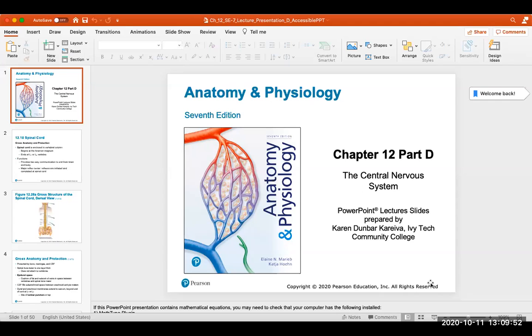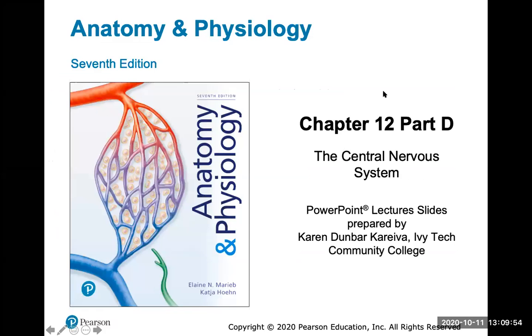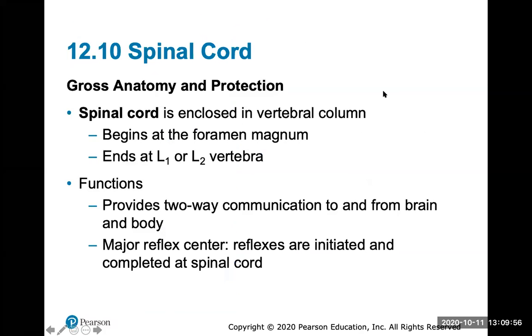And again, part D is a little bit shorter, and I wasn't going to include it, but it talks a little bit about the spinal cord and reviewing some of the anatomy of the spinal cord, which will be helpful. So here is the anatomy and protection of your spinal cord. It's enclosed in the vertebral column, and it will end at your L1 or L2.